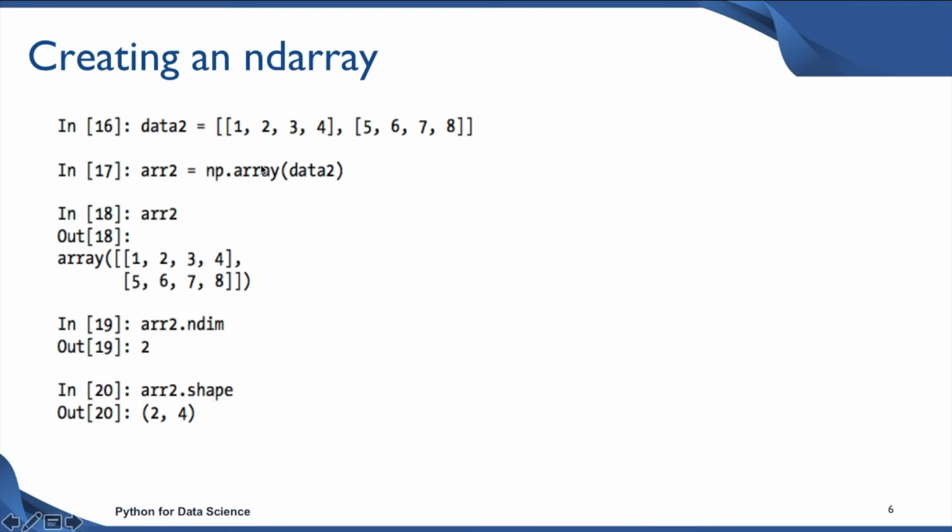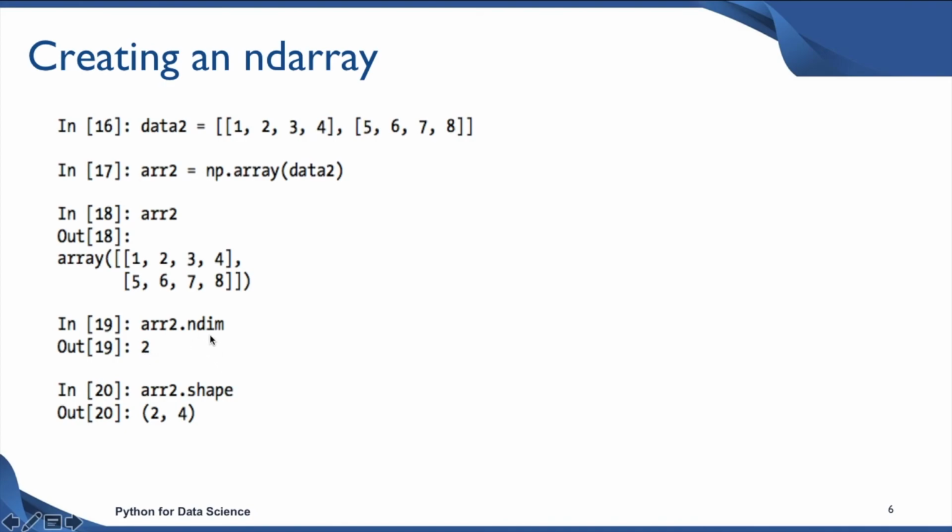So if I try to convert this two-dimensional list into an np array, we get a similar structure. It is an array which is of shape 2 cross 4. This means 2 rows and 4 columns. And the dimension could be checked by using the ndim attribute, and it gives you 2.